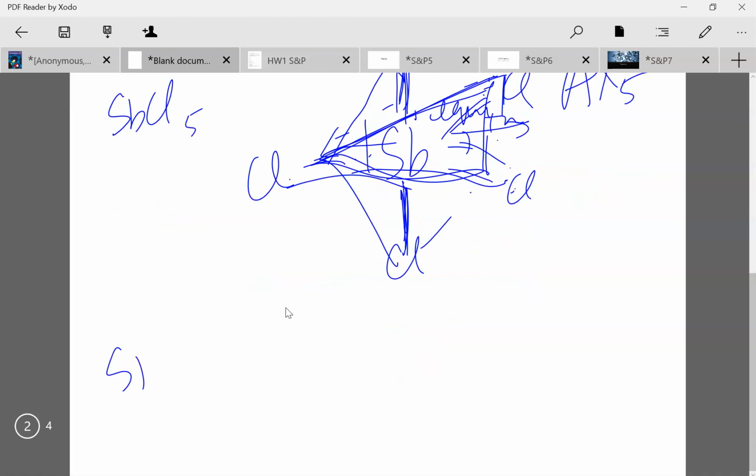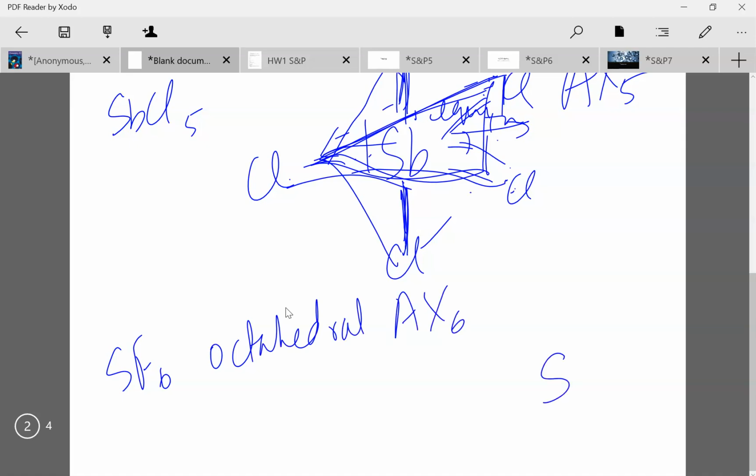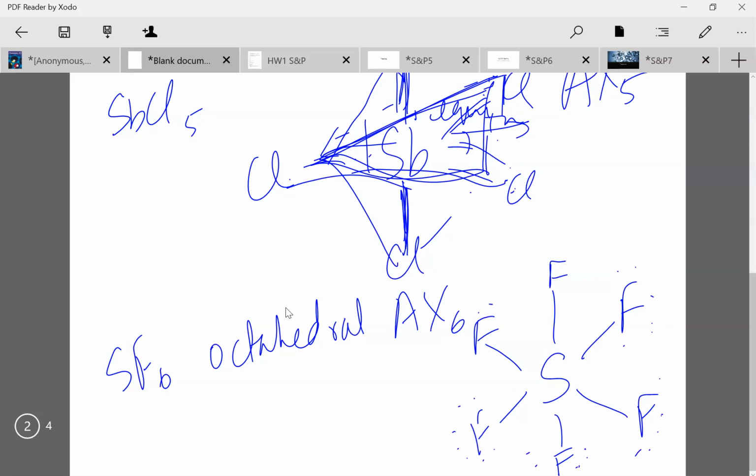Same way for SF6, it is an octahedral structure, AX6. So this is sulfur. Instead of a triangle, you basically have a square, then you have one up and one down. I'm not putting the lone pairs because that takes too much time, but you have to do so on a test. Again, a square in the plane, and then one pointing up and one pointing down from the plane of the square.